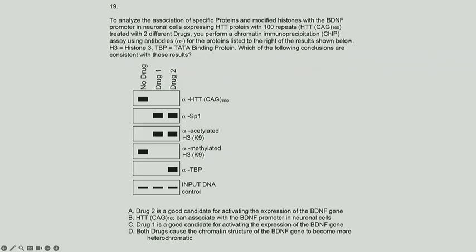Okay, you want to do a ChIP experiment to look at various factors and how they interact with the Huntingtin protein and the Huntingtin promoter. I'm looking at this, looking at which promoter it is. With the BDNF promoter, right? So how do we do this experiment? Go ahead.